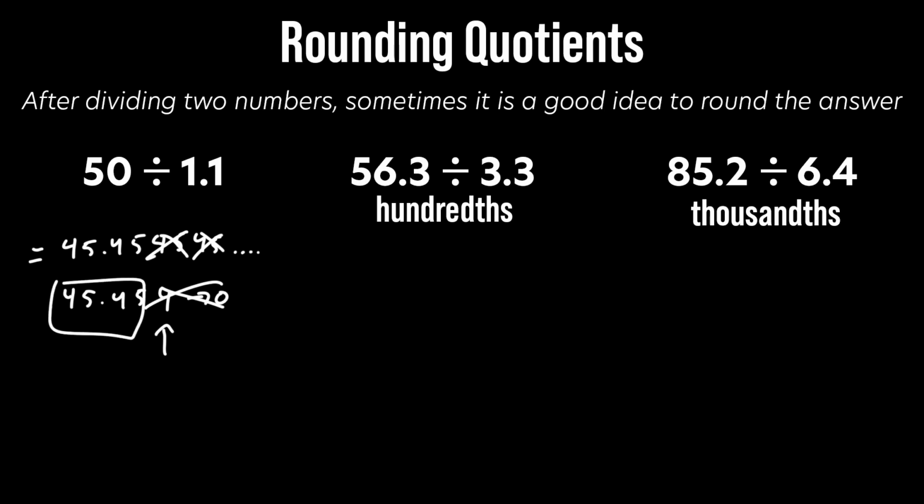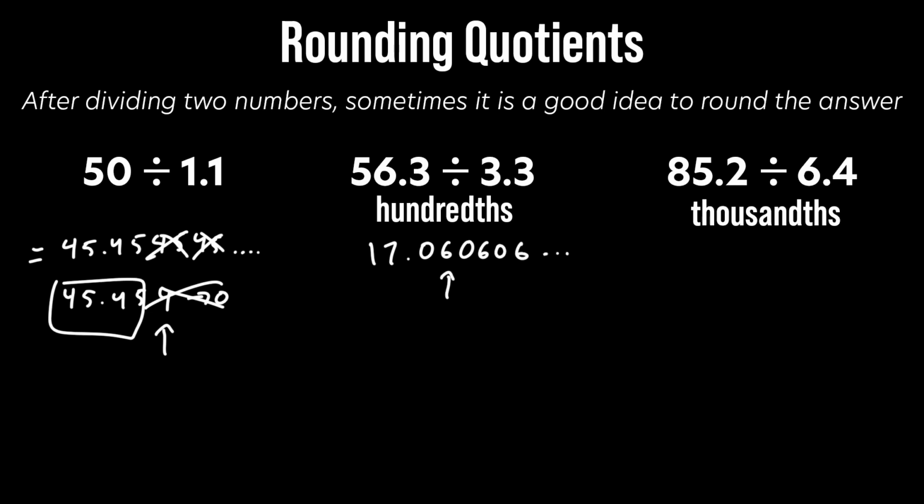Now, what if you want to round your quotient to a specific place value? So in this example, we want to round to the nearest hundredths. Now, again, using a calculator, you can simply divide the two numbers and you get 17.060606 repeating. The hundredths place would be right here.